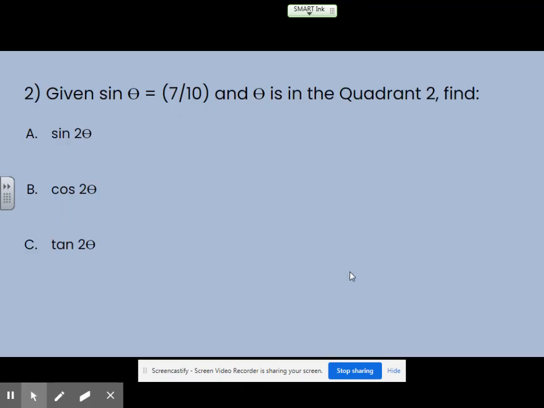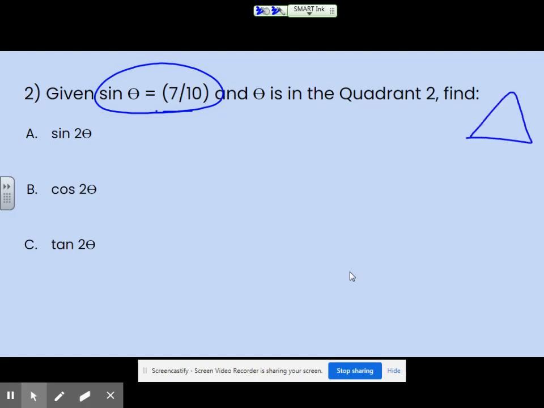All right, this is using our double angle identities. So our second one, given that sine of theta is 7/10 and theta is in quadrant 2, we want to find the double angle values for each of our trig functions. My first step is to draw a triangle. I know that I have the sine of theta.